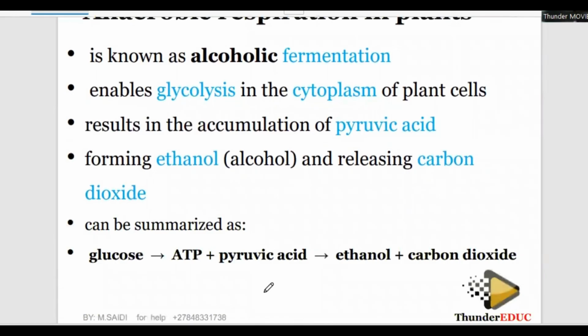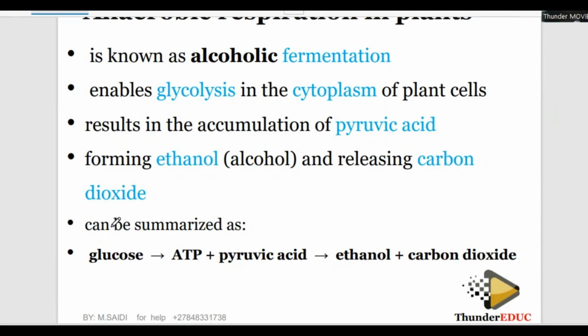If you check where you are making this fermentation, you'll find out that there are what we call small bubbles which are coming out. Those small bubbles, that is carbon dioxide which is being released.